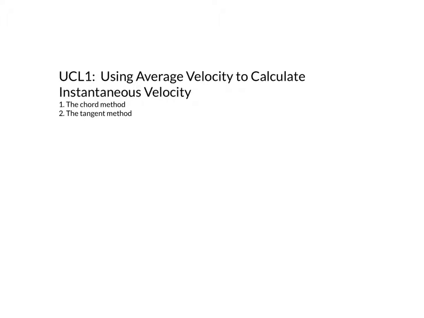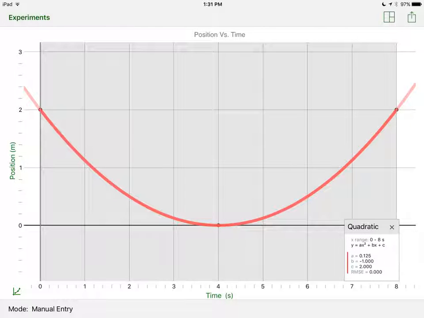This short video will demonstrate how to calculate the velocity at a certain instant, particularly with an object that has a constantly changing velocity. There are two main methods that we can use. The chord method is the one that actually uses average velocity. But the tangent method truly does identify the velocity at a certain instant. First, I'm going to demonstrate the chord method for calculating the instantaneous velocity.